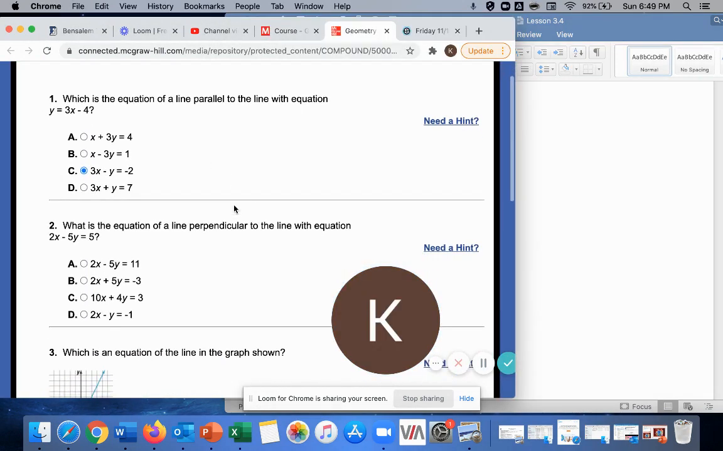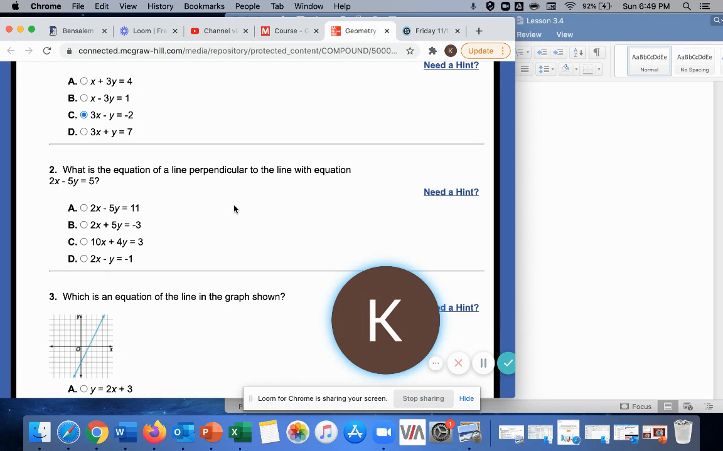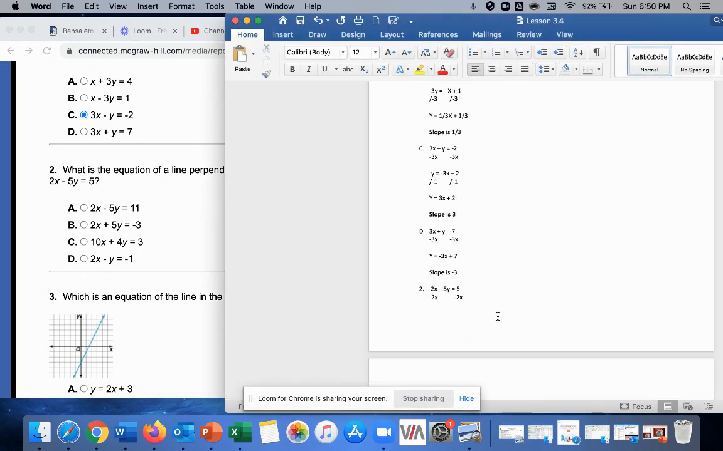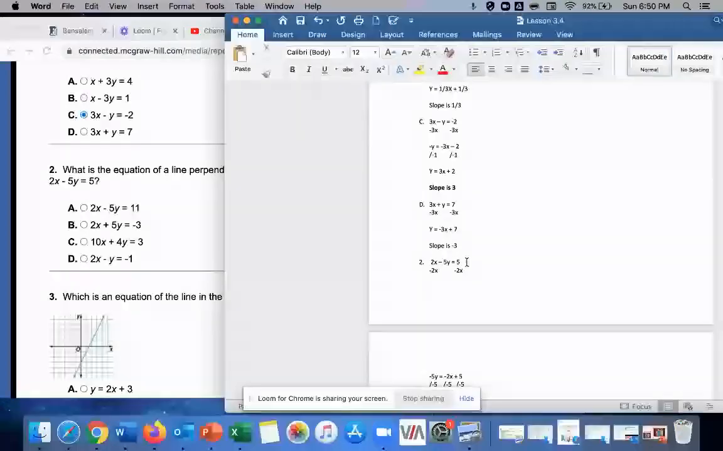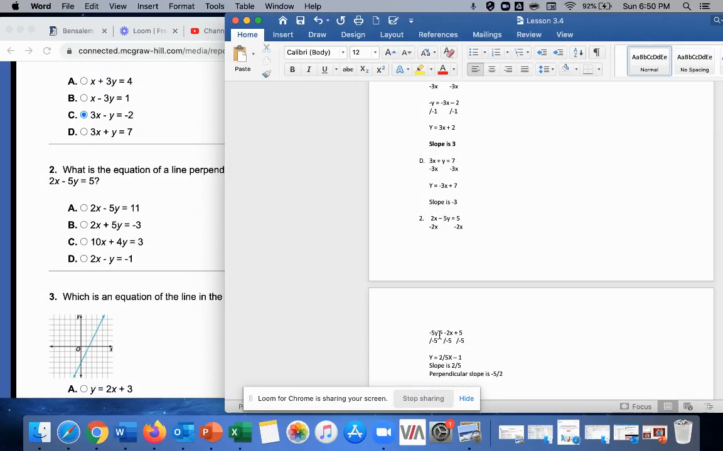What is the equation of a line perpendicular to the line with equation 2x minus 5y equals 5? For this one, I need to figure out what the slope of this line is. I subtracted 2x from both sides, divided negative 5y by negative 5, and divided everything else by negative 5. I ended up getting y equals 2/5 x minus 1. So the slope of this line is 2/5.